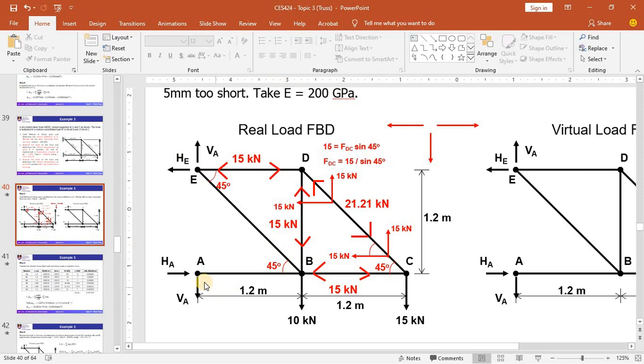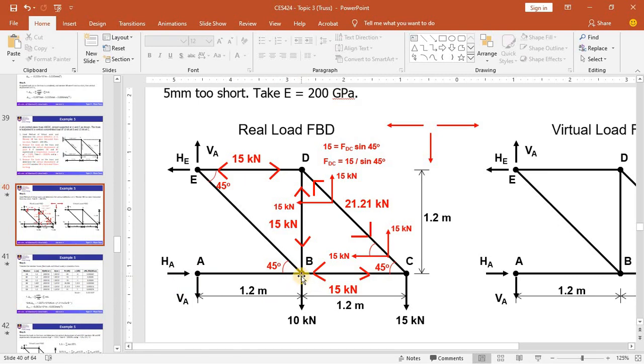So how about the member AB? Sorry, at the joint A, you can see that the same thing happens. So two reactions and one internal force in the member AB. So three unknowns, meaning that we need to move to joint B.